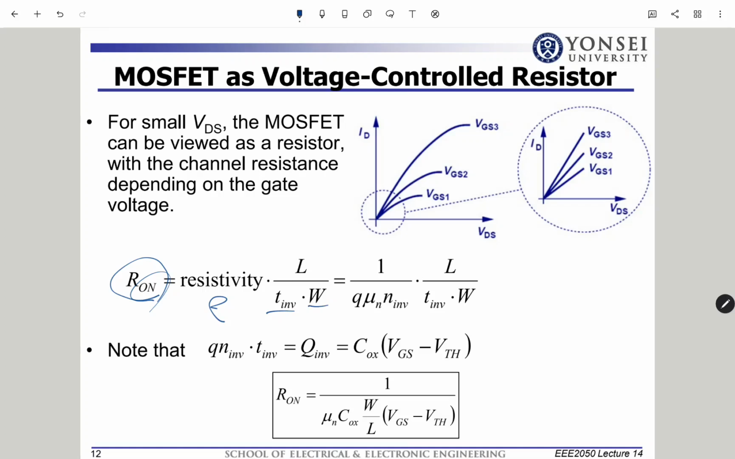So here, Qn times T inversion is equal to Q inversion, which is equal to Cox times VGS minus V threshold. So if we plug in this expression here, we can express R on in terms of VGS and V threshold. So from this equation, you can see that R on is proportional to what? Inversely proportional to 1 over VGS minus V threshold. Okay? Oh, by the way, I forgot to say something.